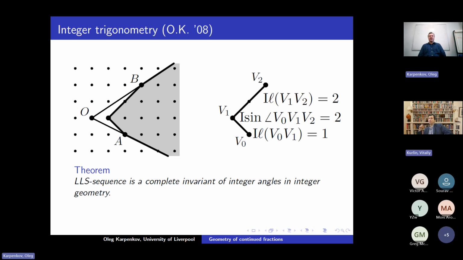And also every LLS sequence is represented by some angle. So this is what complete invariant means. Two angles are the same if and only if their LLS sequences are the same. And secondly, whatever you write, 1, 2, 3, 4, 5, then I can construct an angle for that, uniquely up to the integer transformations, uniquely up to the integer congruences.